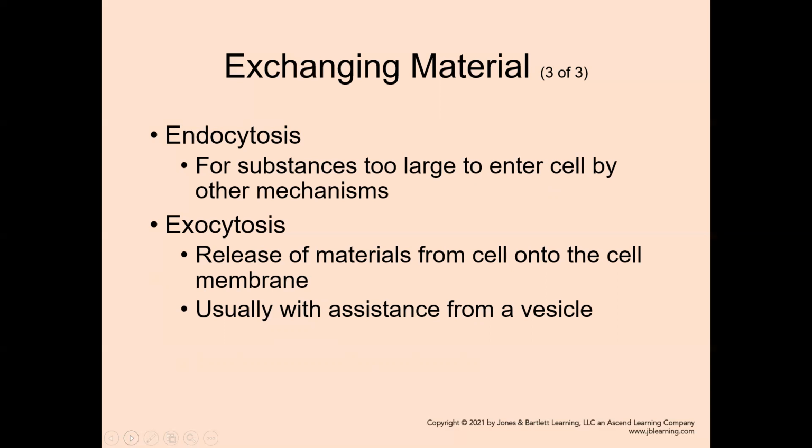When you have exocytosis, that's where there is a release of materials from the cell through the cell membrane. And this usually happens with the assistance of a vesicle. And this is generally guided by the secretion of hormones.